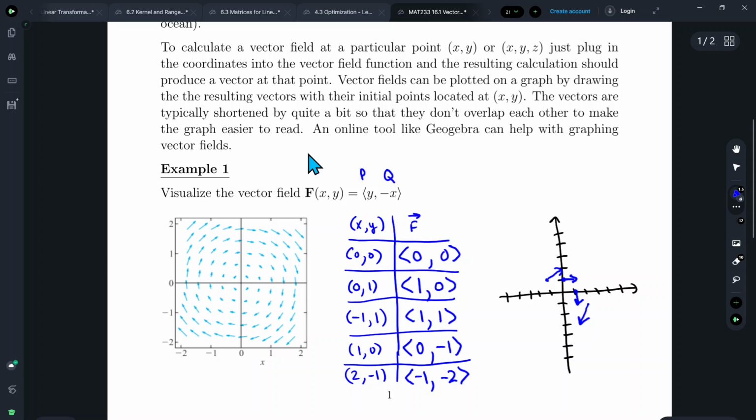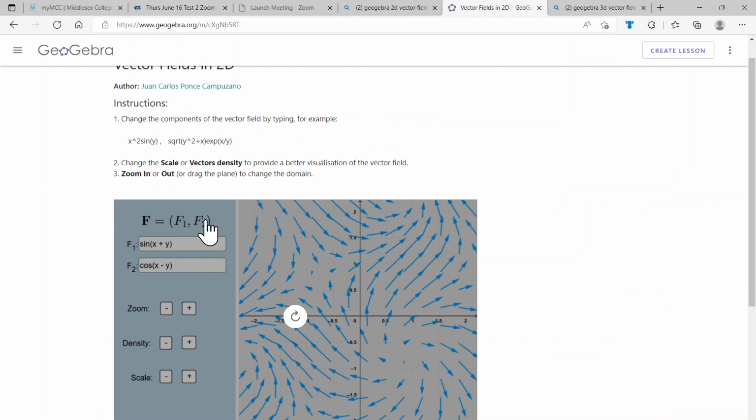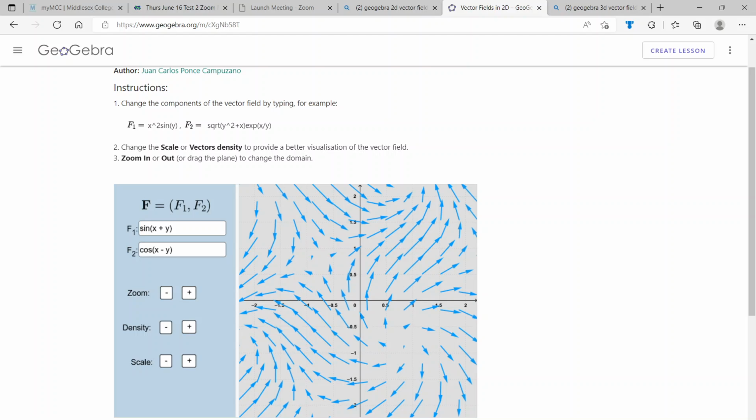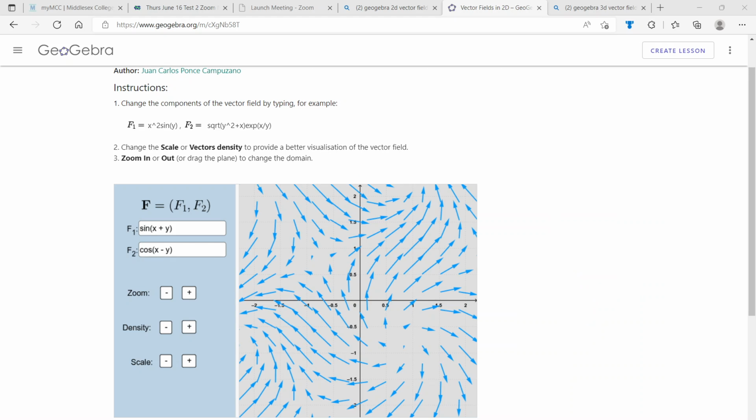And we can use an online tool like GeoGebra to help us graph vector fields. So for example, if we want to look at this vector field again, we just open up the website for GeoGebra and look for 2D vector fields. Here we type in the components separately. The first component is y and the second component is minus x.